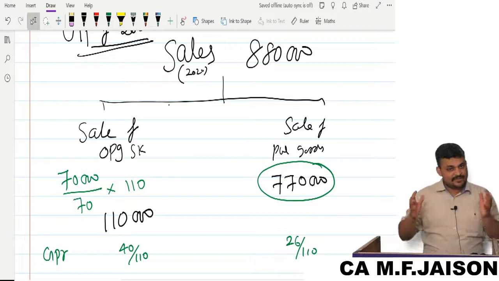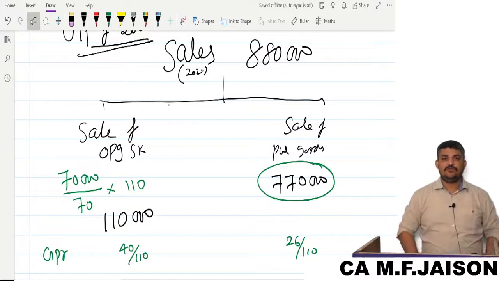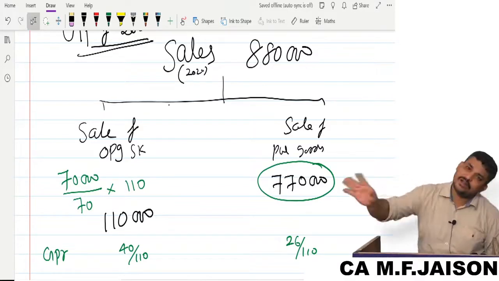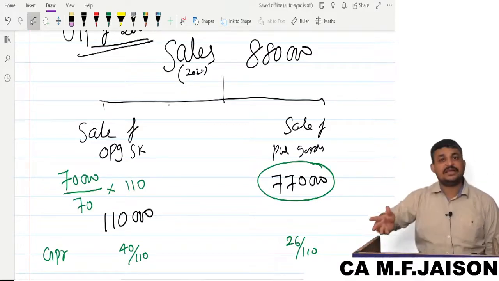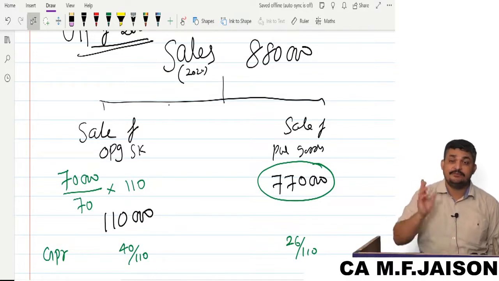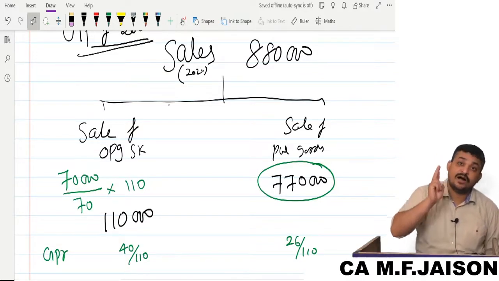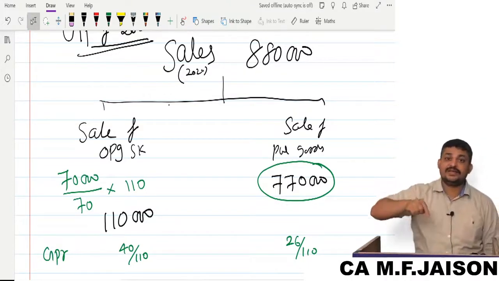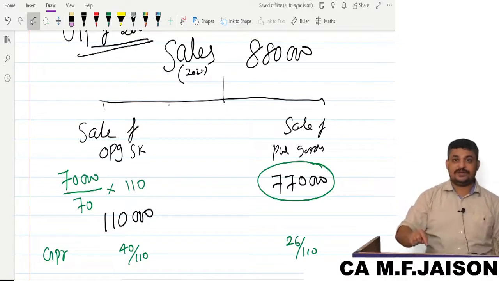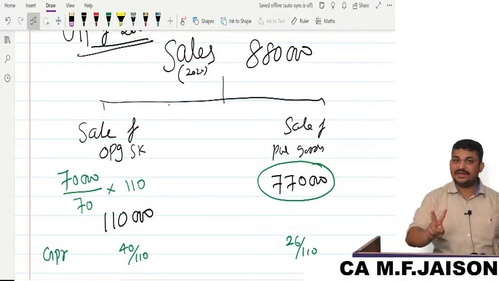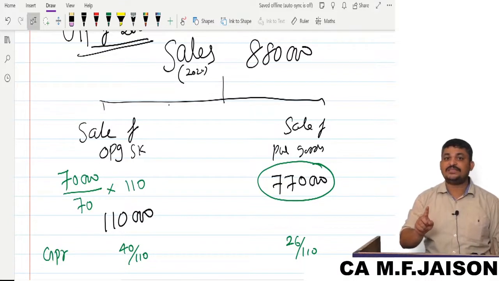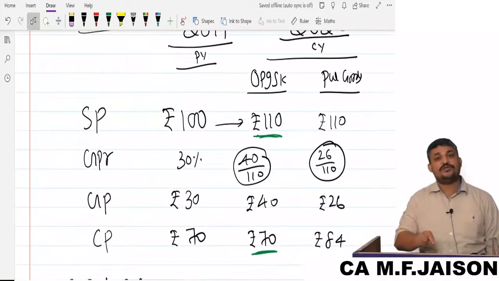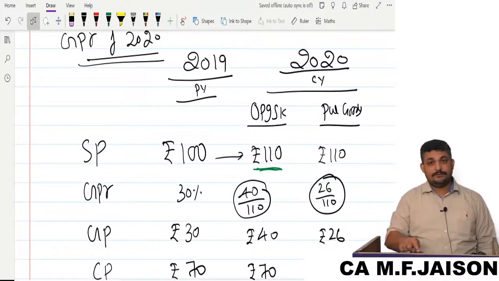So first of all, the fact is two different margins. Why? Is it because goods are sold at different selling prices? No. All the goods are sold at the same selling price. Then why different margins? Because of two cost prices. Opening stock was purchased at the previous year cost price, and current year goods were purchased at the current year cost price. Understood? So the margin is different because of different cost price, not different selling price.